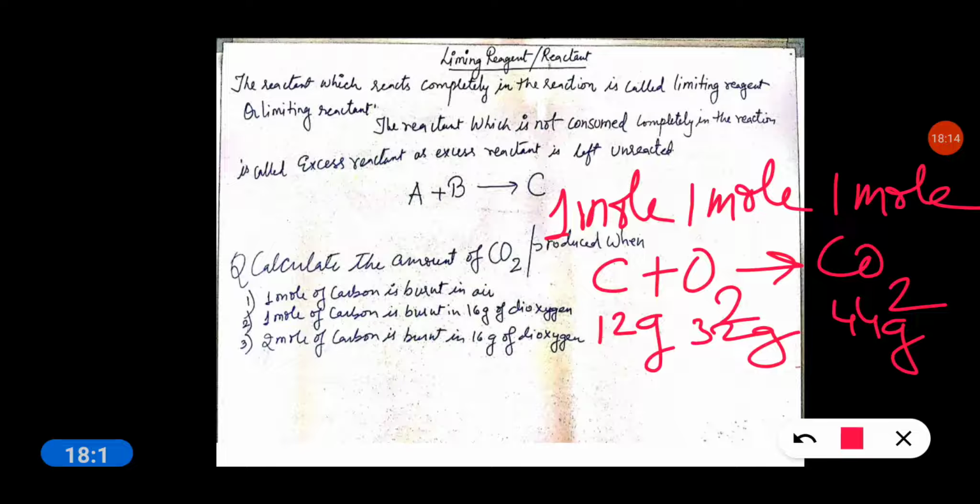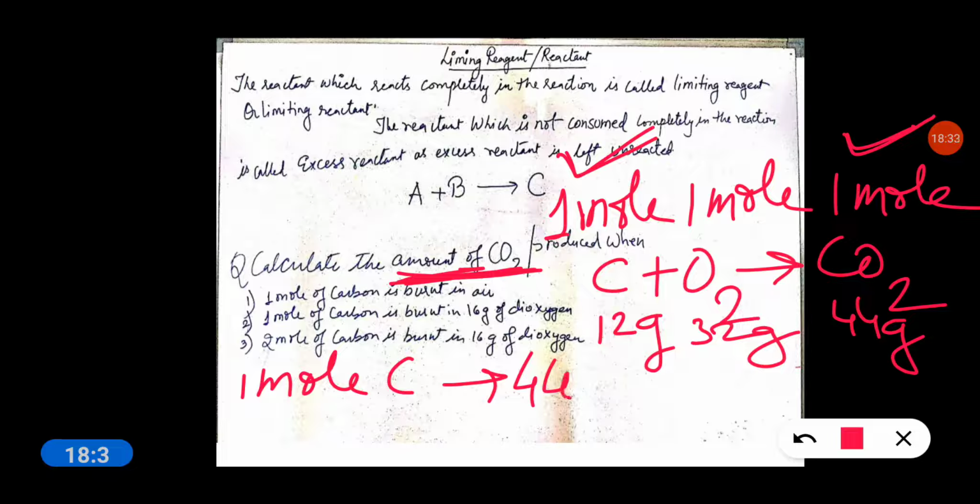Now they are asking to calculate the amount of CO2. Amount you have to calculate means in gram. So here you can see when 1 mole of carbon is burned, how much CO2 is produced? 44 gram. So 1 mole of carbon gives 44 gram of CO2.